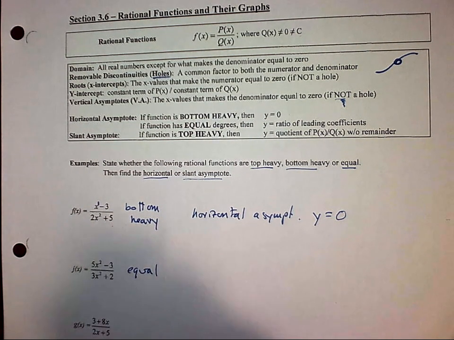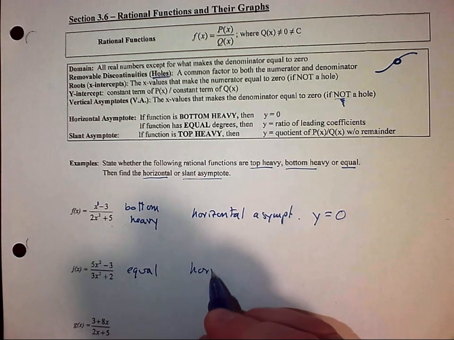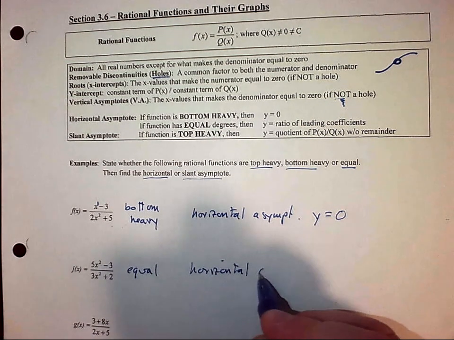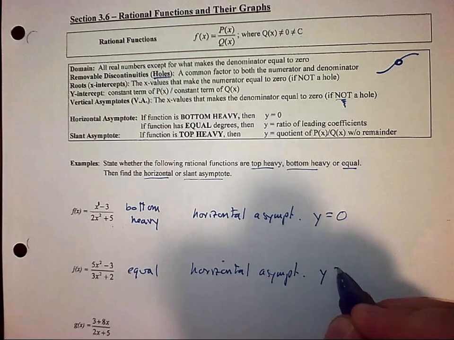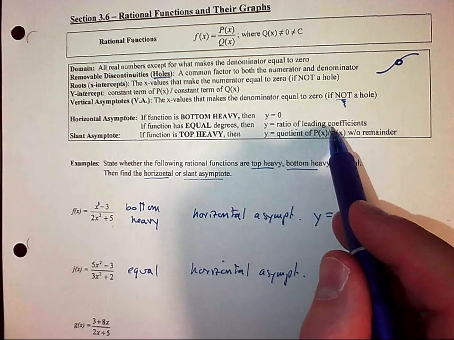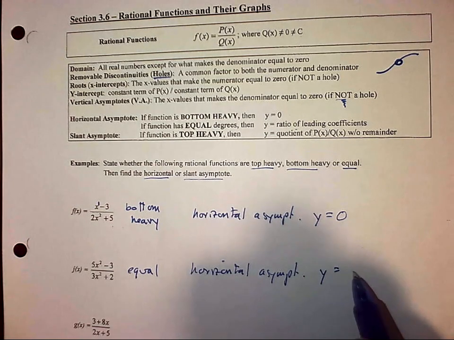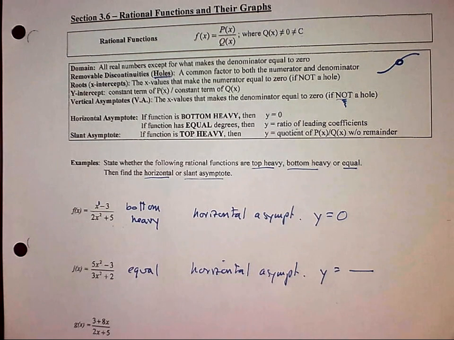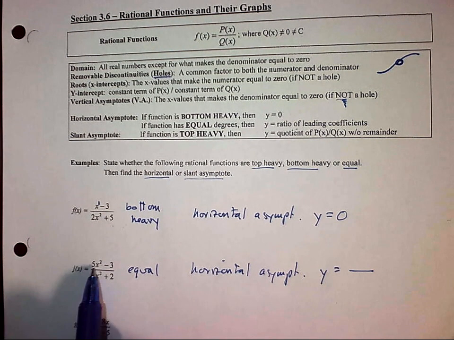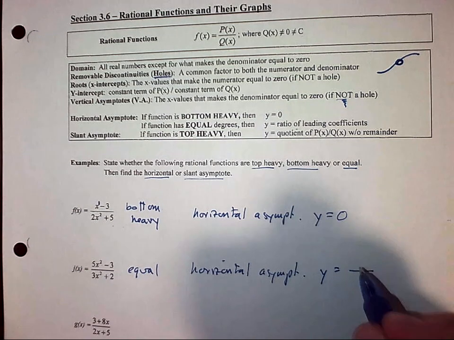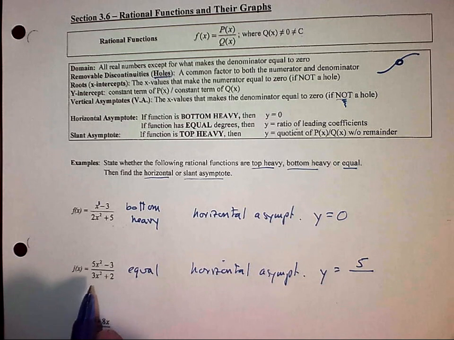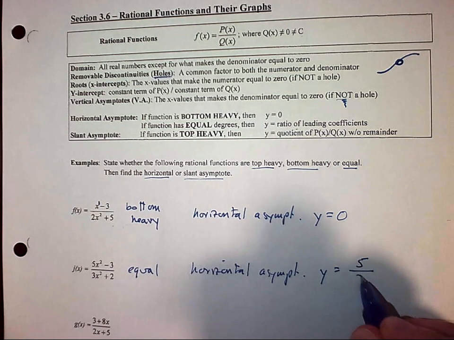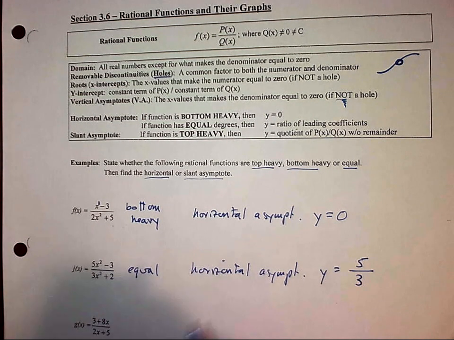And if they're equal, then we're going to say that the horizontal asymptote is going to be y is equal to the ratio of their leading coefficients. So therefore, we're going to have a ratio, which again is just a fraction, of the leading coefficients. Well, the leading coefficient here is 5 because that's associated with our x variable that has the highest degree. And our leading coefficient down here is 3 for the exact same reason. So therefore, our horizontal asymptote is simply just going to be y is equal to 5/3.